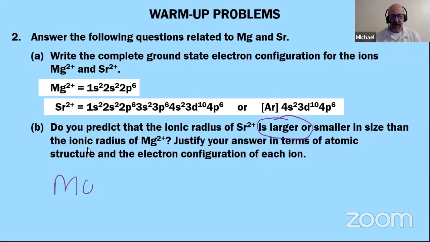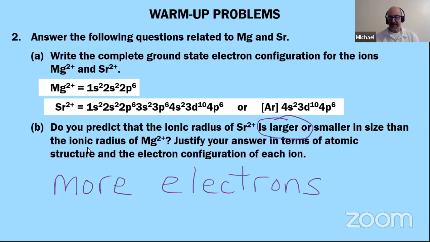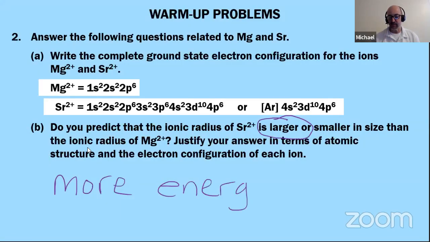So if your answer says, oh, well, strontium 2+ is larger because it has more electrons. That's not good enough. That's not specific enough. That's just way too general. So try again. You might say, oh, it's because it has more energy levels, or it has more shells. Again, you're starting to talk about electron configuration, but that's still not specific enough. Simply saying that it has more energy levels, it's not specific enough.